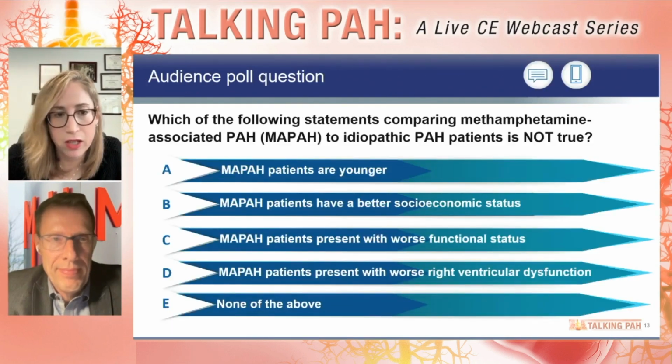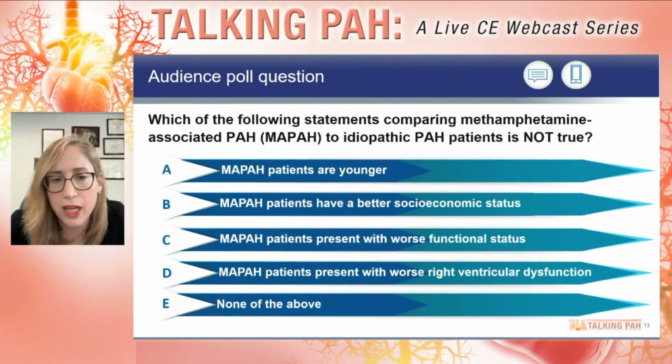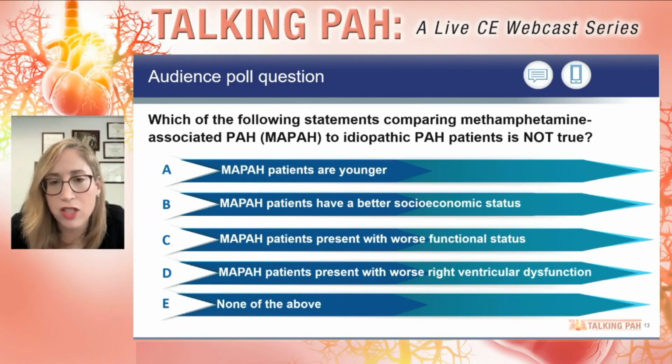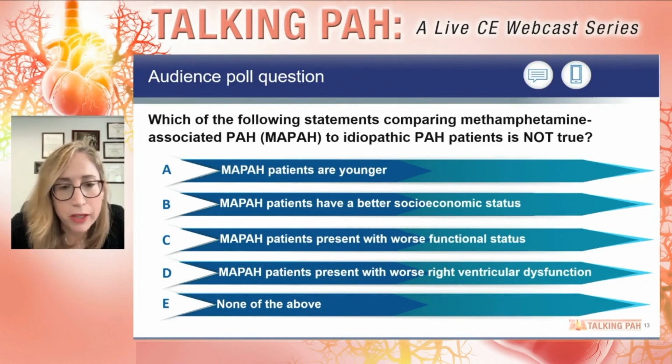All right, so we're up to the next polling question. Which of the following statements comparing methamphetamine-associated PAH to idiopathic PAH is not true? A, that if you have methamphetamine PAH, you're younger. B, you have a better socioeconomic status. C is that you present with worse functional status. D, you present with worse right ventricular dysfunction. And E, none of the above. The answer is B, that they have a better socioeconomic status.